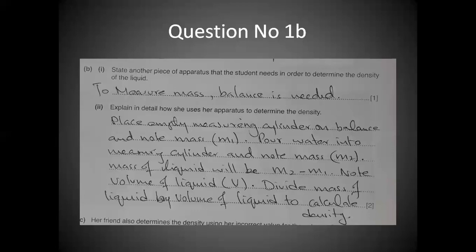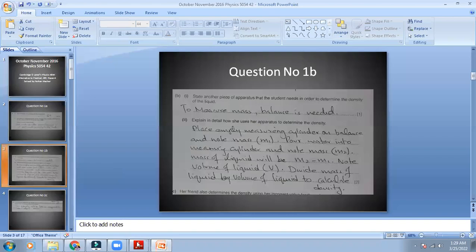So my answer is, place empty measuring cylinder on balance and note mass M1. Pour liquid into measuring cylinder and note mass M2. Mass of liquid will be M2 minus M1. Note volume of the liquid V from the measuring cylinder. Divide the mass of the liquid by the volume of the liquid to calculate density. So that is our answer.